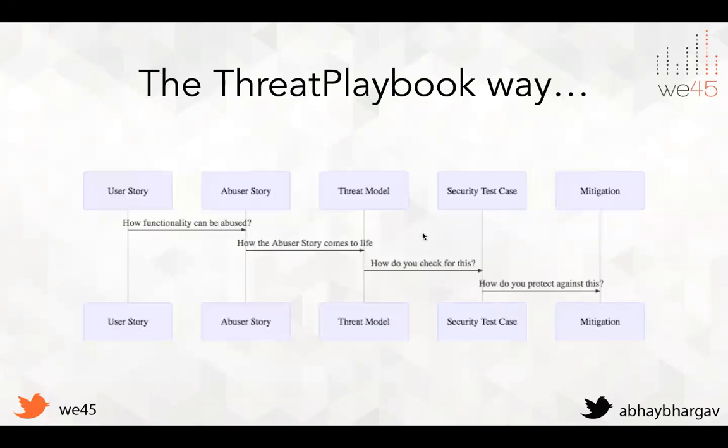And then we also have two additional segues from this. We have the security test case, which is essentially how does somebody test for this? So what are the different testing approaches somebody adopts for this particular vulnerability or this particular threat scenario to come to life? And then, of course, how does somebody protect against this? This is the mitigation. So as you can see, in these five steps, you really have all that you need from the threat modeling perspective.